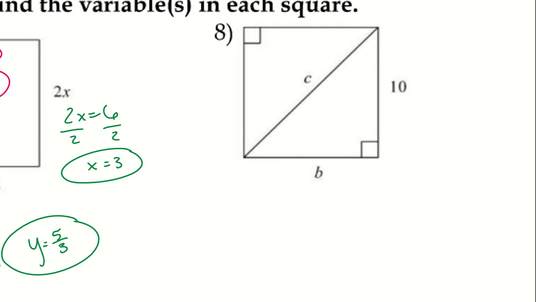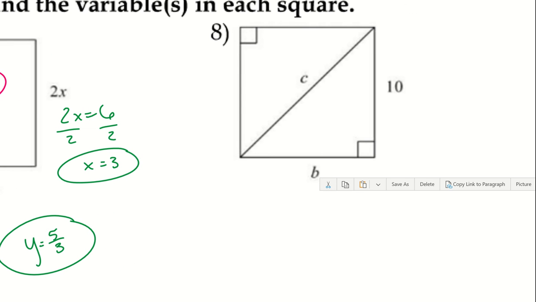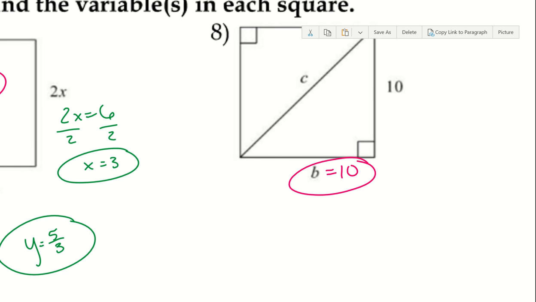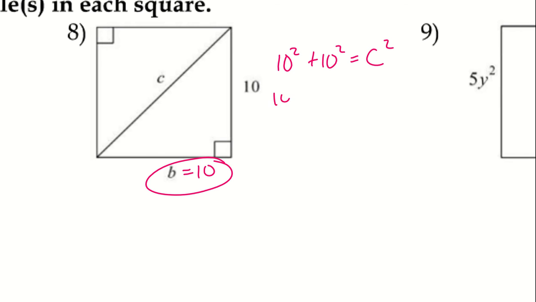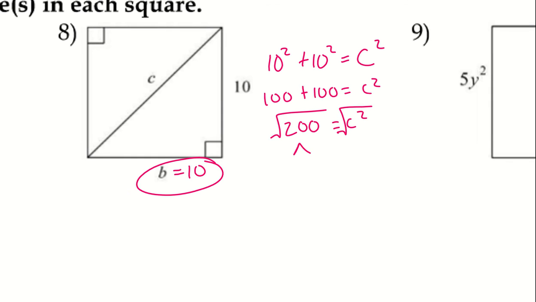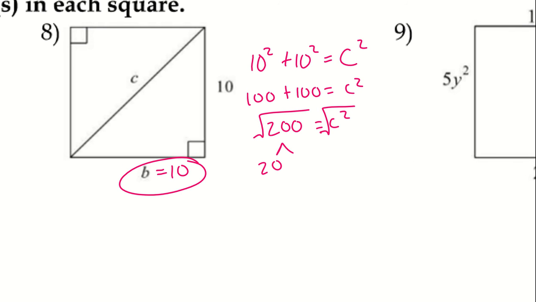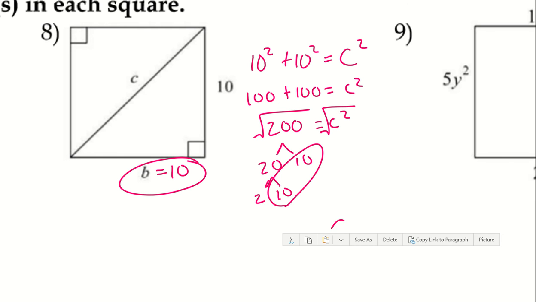Number 8. We have 10 here, which means b also has to equal 10. All right, now we can go ahead and find C here. Let's take a look at that Pythagorean theorem. So I'm going to have 10 squared plus 10 squared equals C squared, which is 100 plus 100 equals C squared, 200 equals C squared. And now we can do the square root of 200. So let's go ahead and create a factor tree. 20 and 10. I can do 2 and 10, and so I have a pair of 10s here, which means C equals 2 root 10.